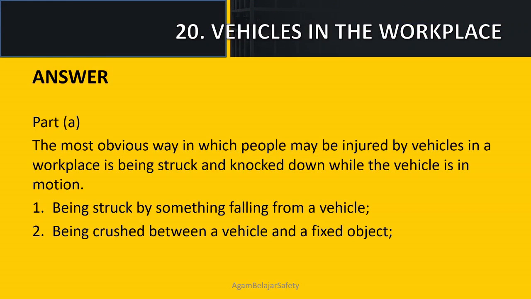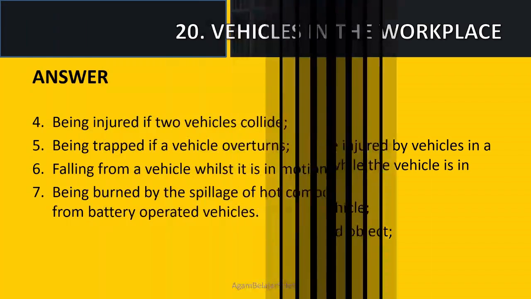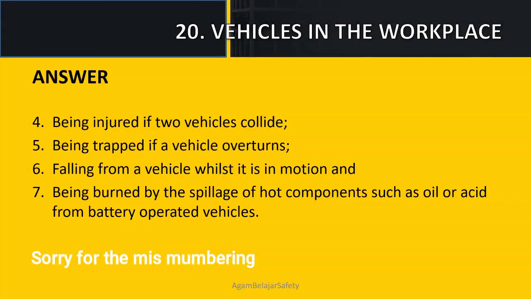Part A. The most obvious way in which people may be injured by vehicles in a workplace is being struck and knocked down while the vehicle is in motion. 1. Being struck by something falling from a vehicle. 2. Being crushed between a vehicle and a fixed object. 3. Being injured if two vehicles collide. 4. Being trapped if a vehicle overturns.